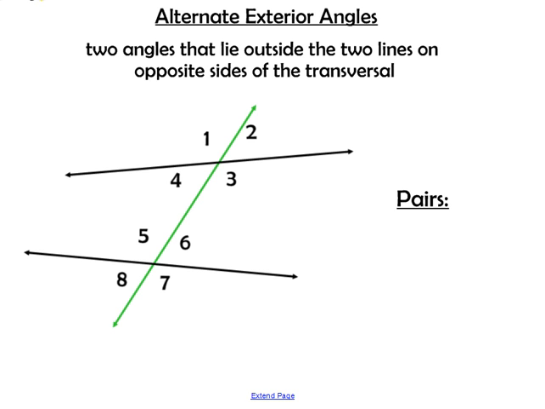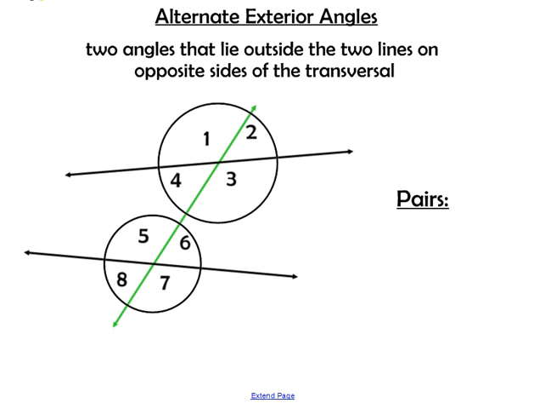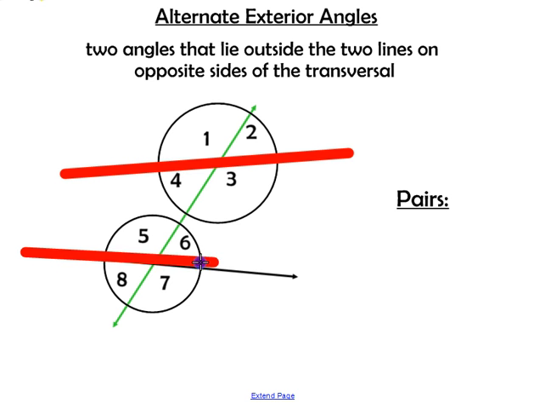Next, let's talk about alternate exterior angles. These are two angles that lie outside the two lines on opposite sides of the transversal. So let's take this into account. First, let's draw our circles again, just to identify which ones we're talking about. And then here, we want to specifically talk about these two lines. So if we highlight those lines, and we only want to talk about the ones that are outside of them.